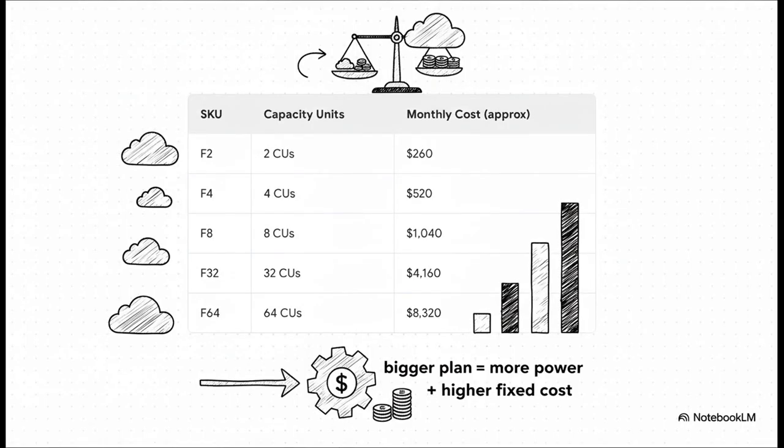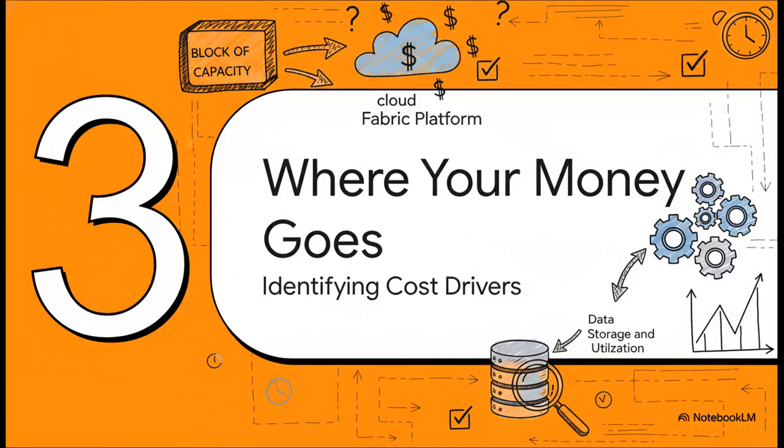And this is where the rubber really meets the road. You buy these capacity units in different tiers, or SKUs. They start small at an F2 with just 2 CUs and go all the way up to F64 and even bigger. Your monthly cost is tied directly to which size you pick. So it's pretty simple. A bigger plan gives you more power, but it also means a higher fixed cost every month.